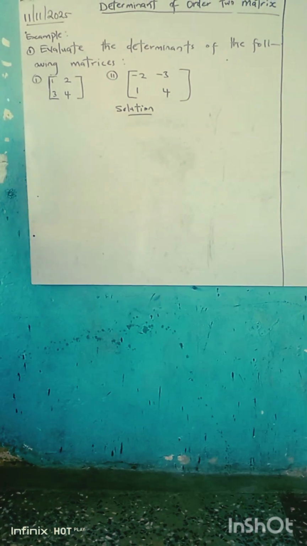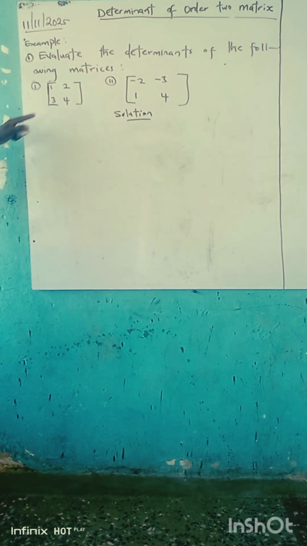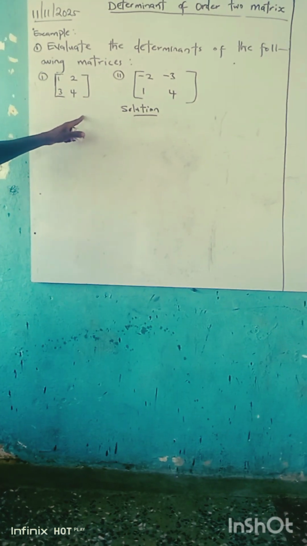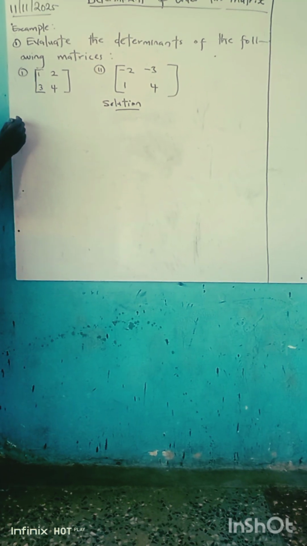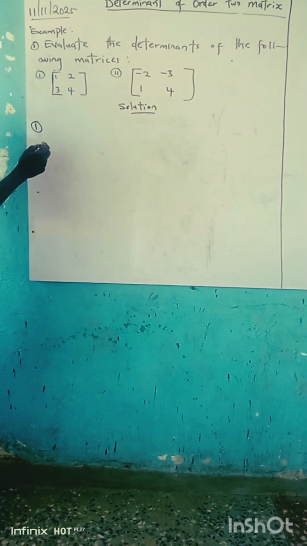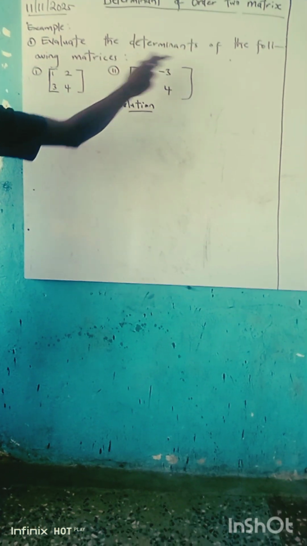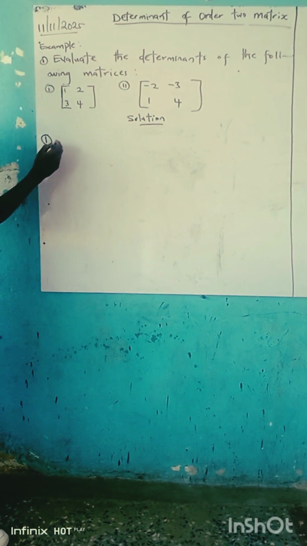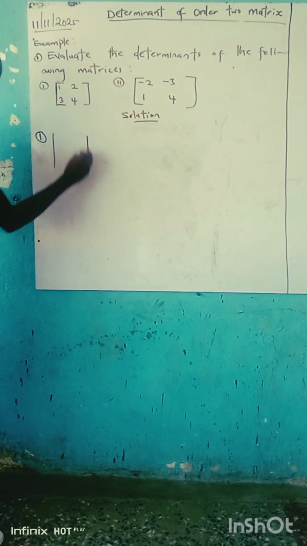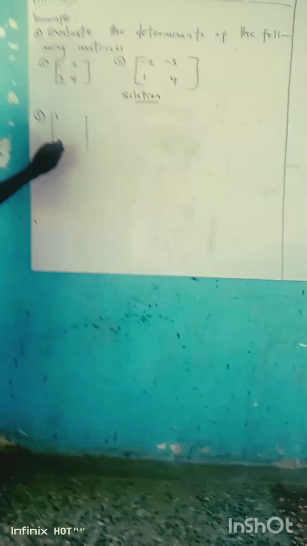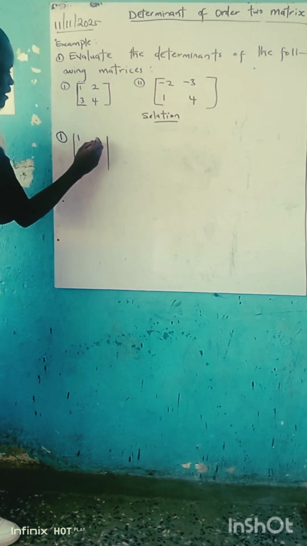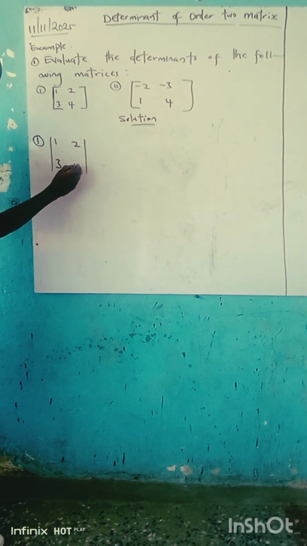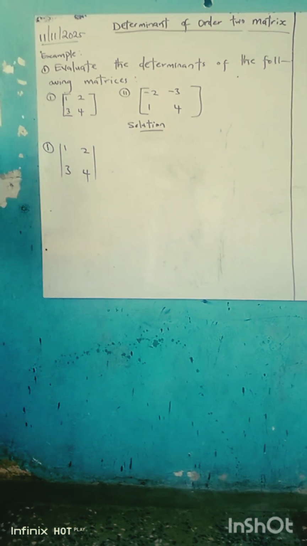So let's see how we can calculate the determinant of an order 2 matrix. Now, this is the matrix that we want to calculate, because they say evaluate the determinant of the following matrix. Let's start with the first one, which is I. Let's put it in the determinant way of representing the matrix. This is the matrix that we need.